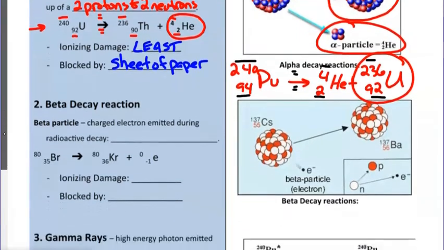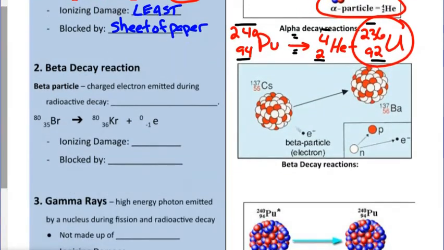Right? All right, the next type of decay we're going to talk about is a beta decay reaction. And instead of an alpha particle, this produces a beta particle, which is a charged electron emitted during radioactive decay. And it's important to know that this can be absorbed or released. We're going to talk about the difference between those two. If we're talking about something decaying, we're talking about something breaking apart. So for this one, we're going to be looking at a beta particle being released.